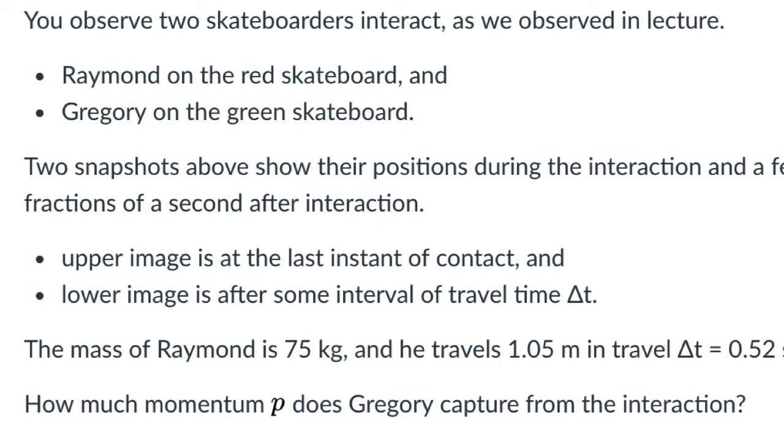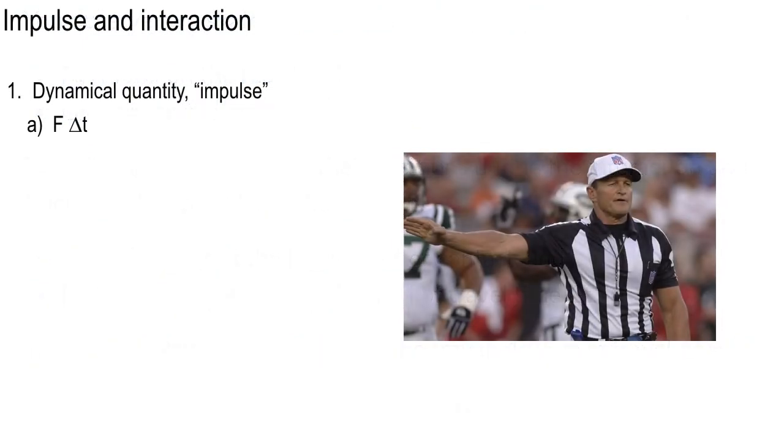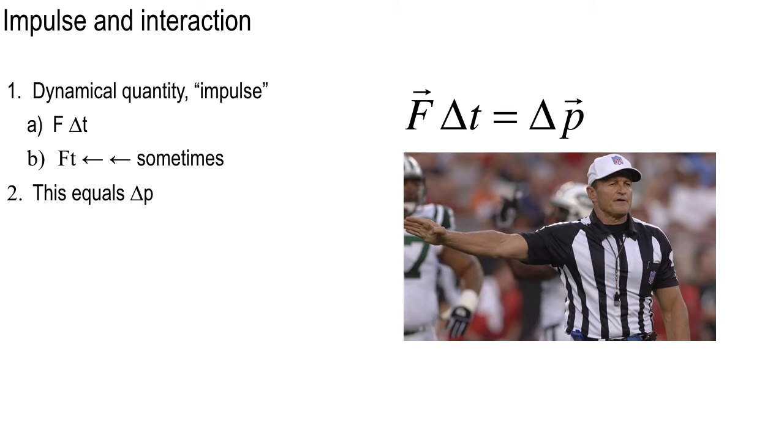And my wonderful students, this is the impulse question, impulse and interaction. F delta T, that's the impulse, okay? And sometimes you see it this way, F times T. That equals the change in the momentum, the change in MV, all right? So if you apply a little bit of force over a little bit of interaction time, delta T, you're going to change the momentum of whatever you're pushing on, all right?